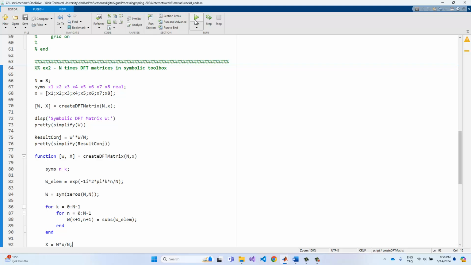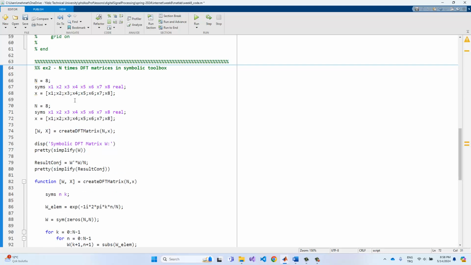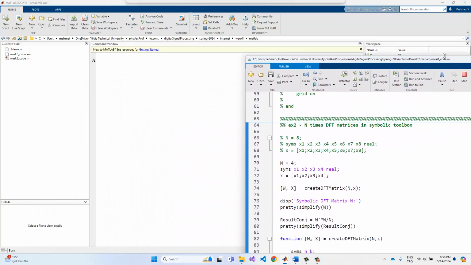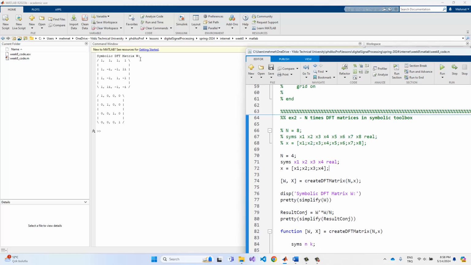Firstly I think we need to begin with a simple example. 4 can be given here. If I run this code, then the symbolic DFT matrix W is equal to 1 1 1 1, 1 minus i minus 1 i, 1 minus 1 1 minus 1, 1 i minus 1 minus i. The resultant conjugate matrix is the transpose times W, which means that the transpose is equal to the inverse, and so we get the unity or identity matrix here for 4.